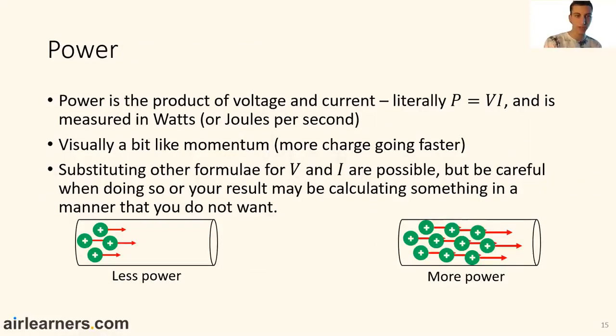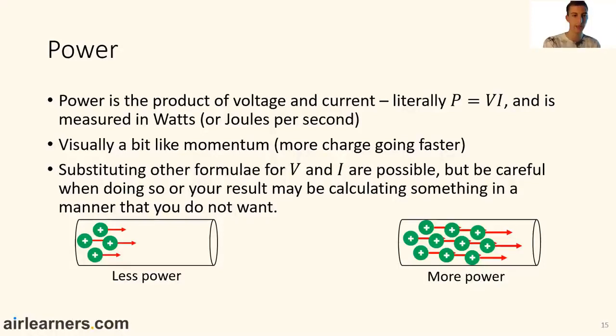Now we move to power, which is a little bit separate from voltage, current, and resistance because it considers both voltage and current together. So the higher the voltage times the current, the higher the power. And that's quite literally the formula. So P equals VI. Measured in watts or joules per second. And you could figure that out using some fundamental unit analysis if you wanted to prove that those two things were the same.